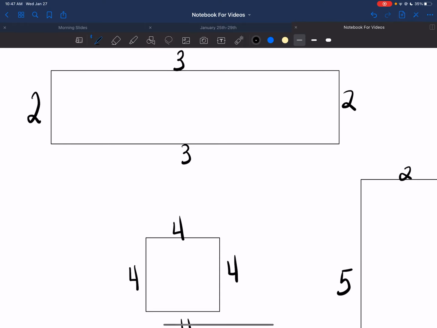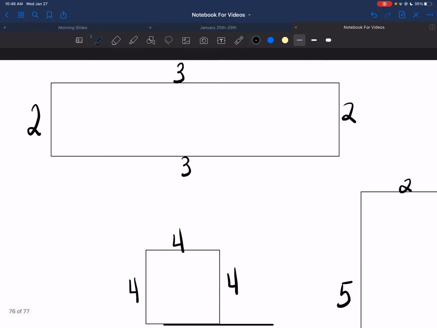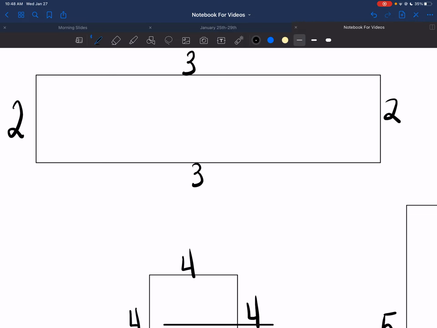Now we have also learned how to multiply length times width. So let's look at this first rectangle here. I can see that all of my side lengths are given. I can see the top and the bottom are the same, and the left and the right side are the same. So I know that it is a rectangle.